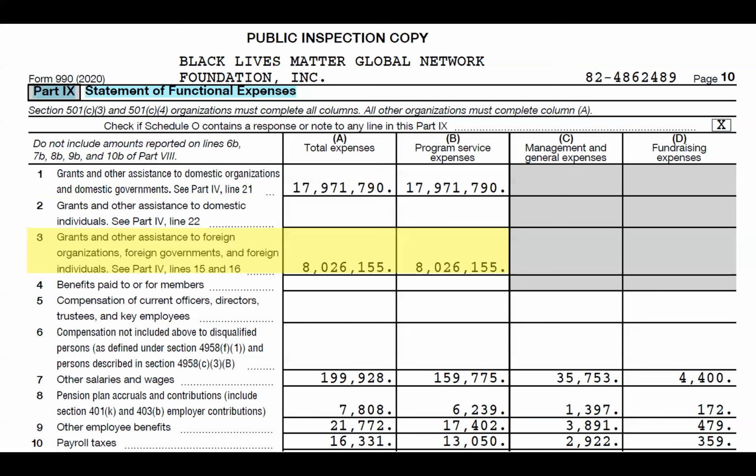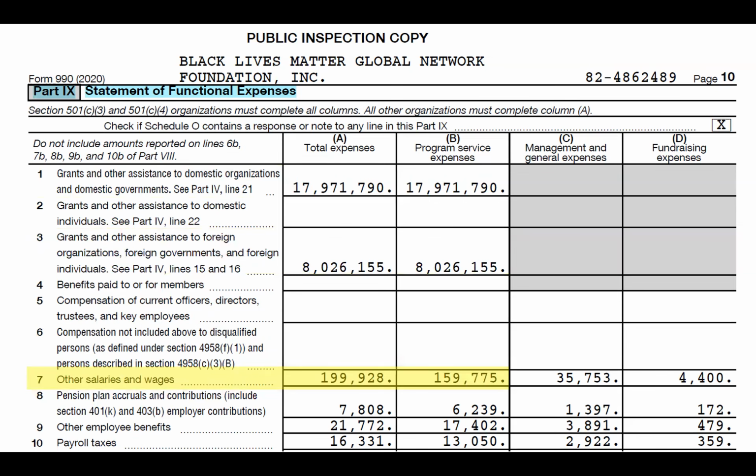So, according to this organization, they gave $8,026,155 to foreign organizations. And to see which foreign organizations received that money, we will go to Schedule F. Schedule F will list the names of the foreign organizations that received this money and the specific amounts each one of them received.